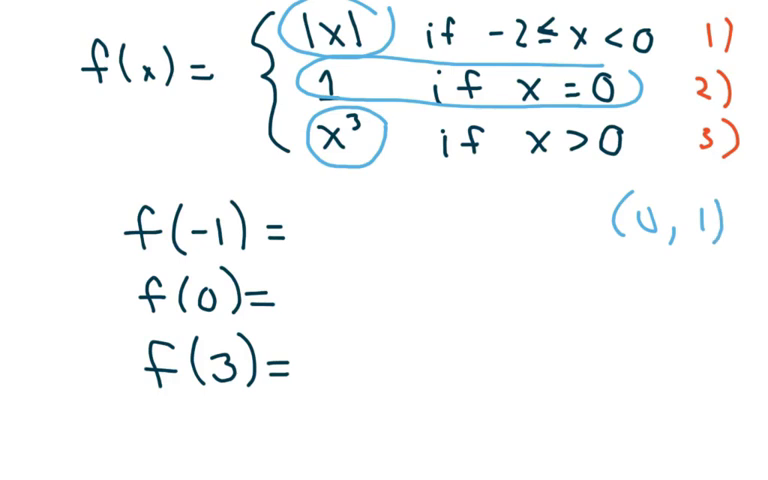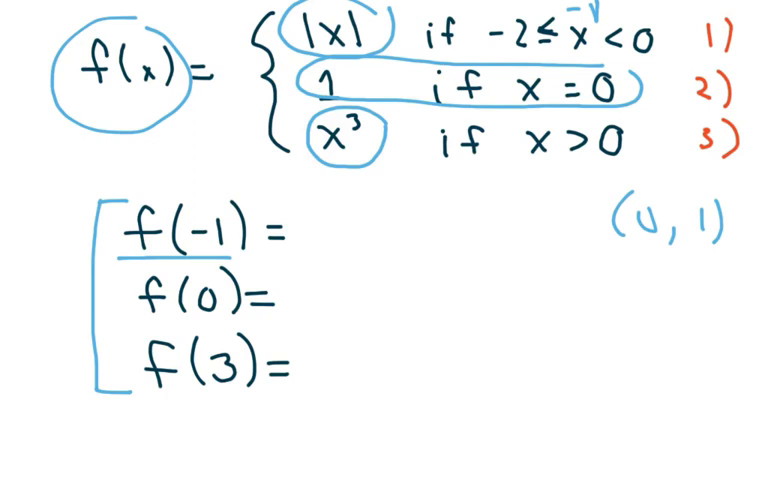Okay? So we also are going to have to evaluate points. If I ask you, for this whole thing, what is f of negative 1? Well, for my restrictions, the only place that I can put negative 1 is in this first one, because negative 1 is in between negative 2 and 0. So I have to use the absolute value function to evaluate. The absolute value of negative 1 equals 1.